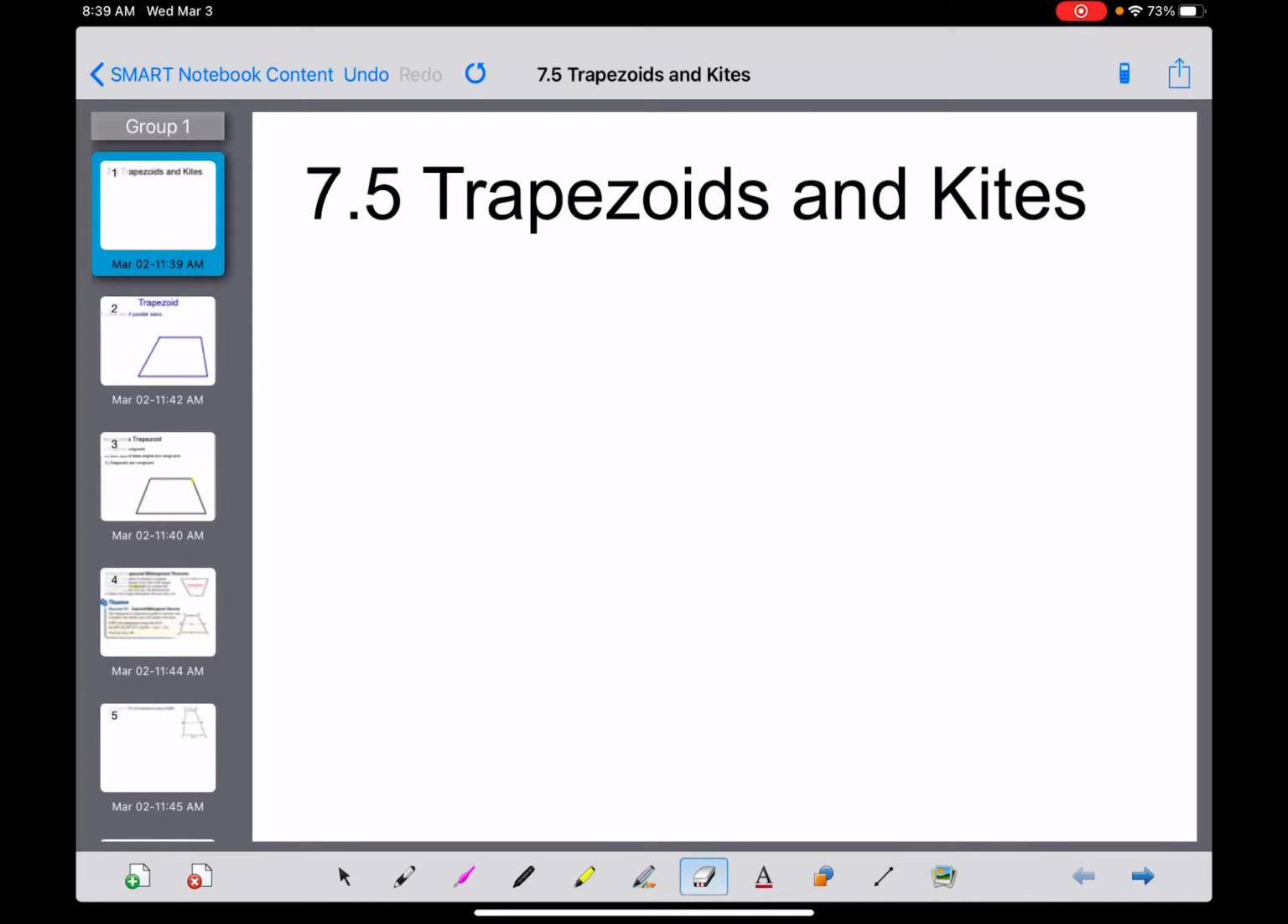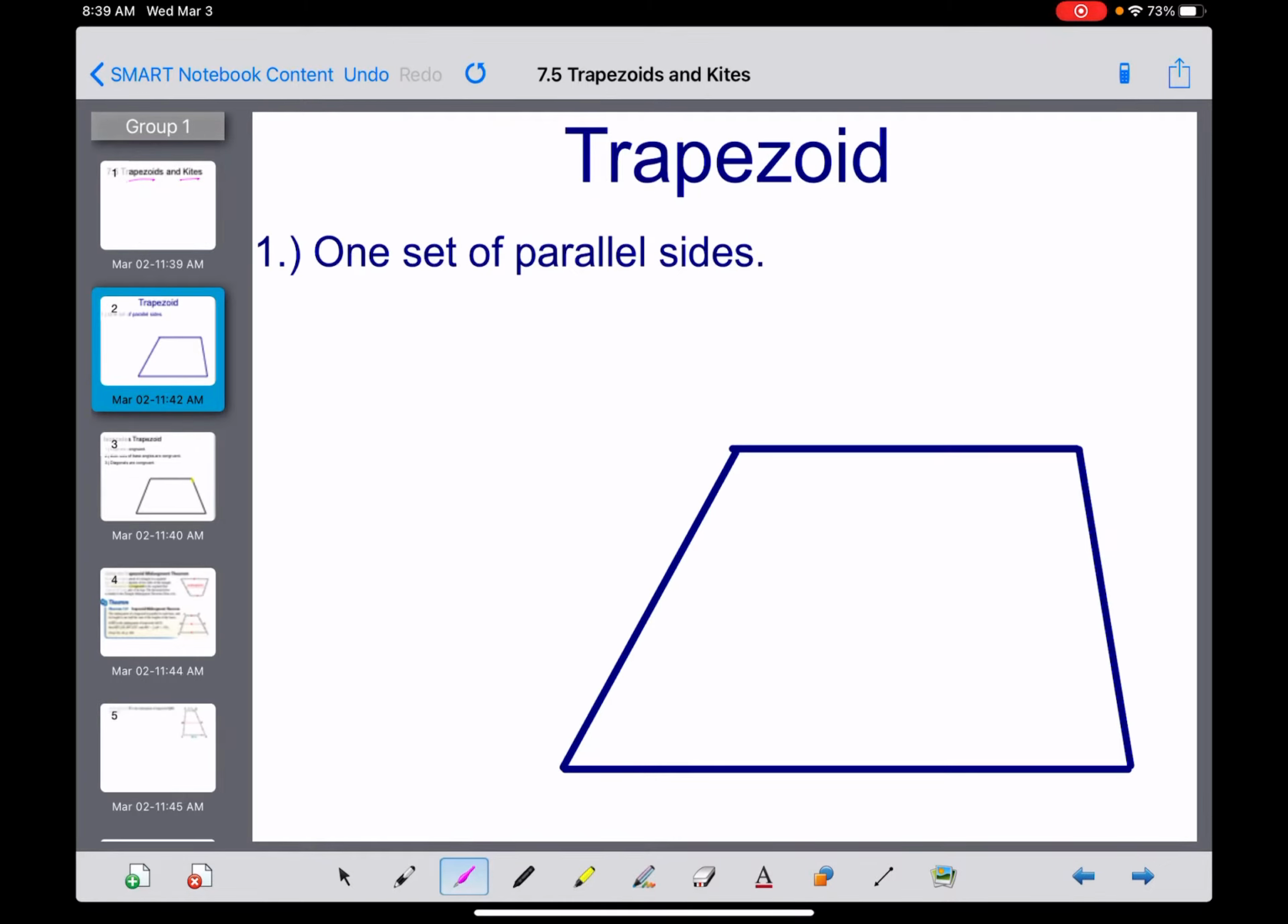The last two quadrilaterals that we're going to be looking at are trapezoids and kites. The first quadrilateral, a trapezoid, has the least amount of characteristics of all the quadrilaterals that we've looked at, and its only characteristic is that it has only one set of parallel lines. So I'm going to mark that with my arrows. Notice, unlike a parallelogram, rhombus, rectangle, square, the second set of lines are not parallel.